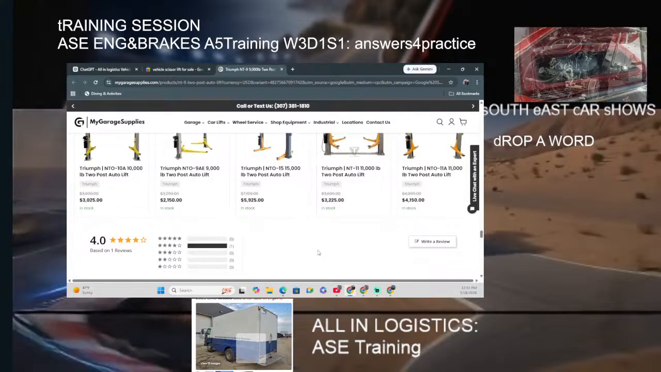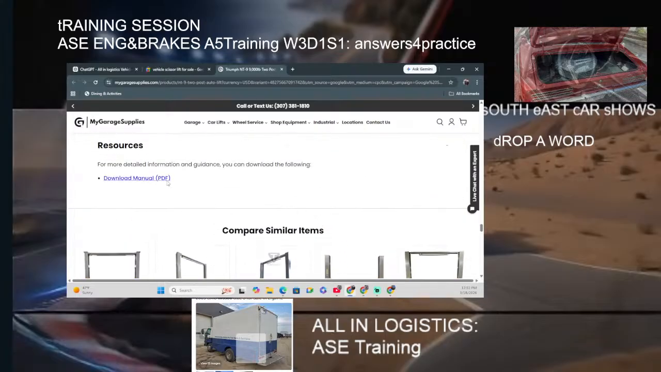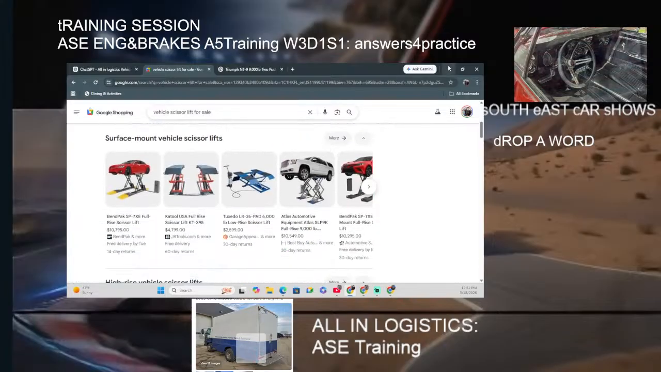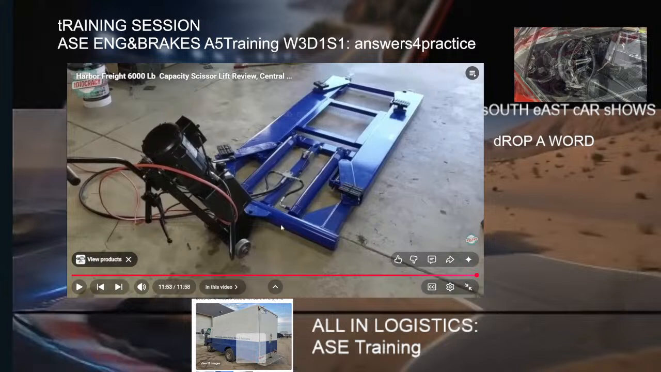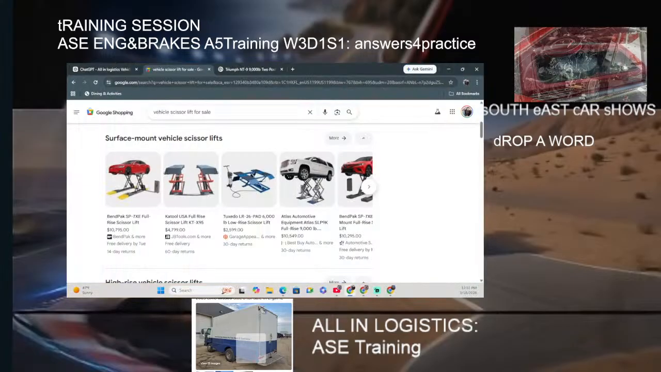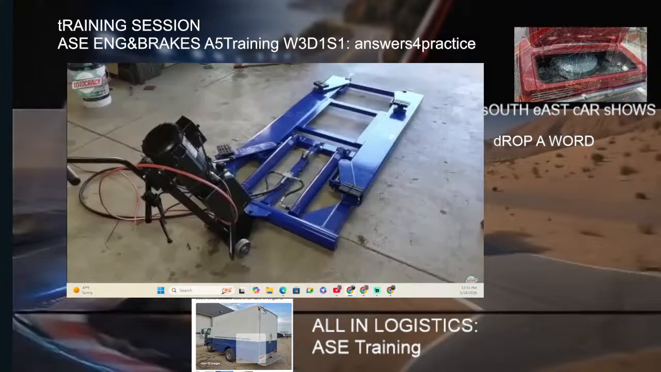So yeah, all right. They got different varieties. It looks like you can get it from $2,000 to $5,000 or 6. But what was the one he was using? Harbor Freight. Let me figure that out really quick.